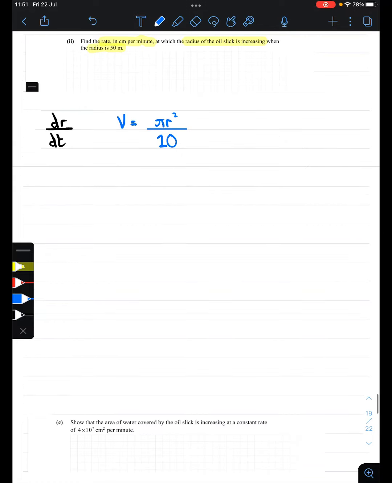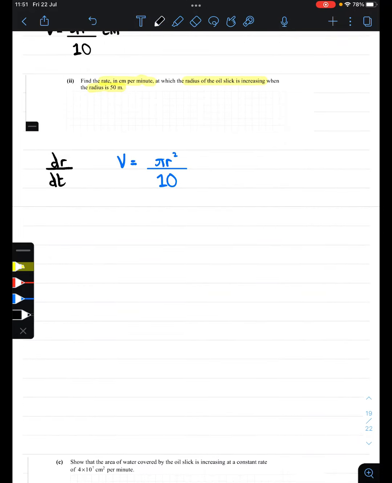Okay, so we have this formula, and we have r on the right. So if we differentiate this formula, if we take the derivative of both sides, then we'll get dv dt equals the derivative d dt of pi r squared over 10. Okay, so how do we differentiate pi r squared over 10 with respect to t? There is no t in there.